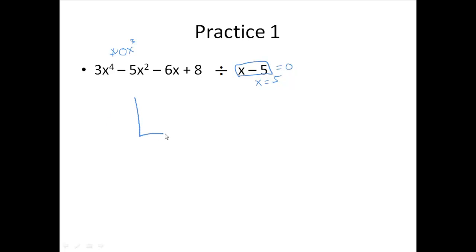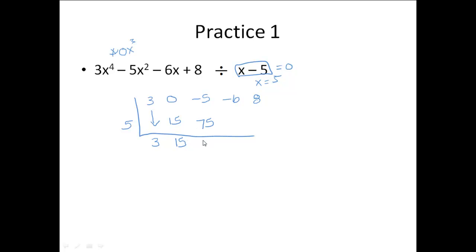So when I set up my synthetic division, I bring down my coefficients, so I have 3 for my x to the 4th, 0 for x cubed, negative 5 for x squared, negative 6 for x, and 8 is my constant. Then I put that 5 on the outside, and I go ahead and do my synthetic division process. Bring the 3 down, then take 5 times 3 is 15, add that to our 0, and we still have a 15. Then take 5 times 15, that gives us 75.